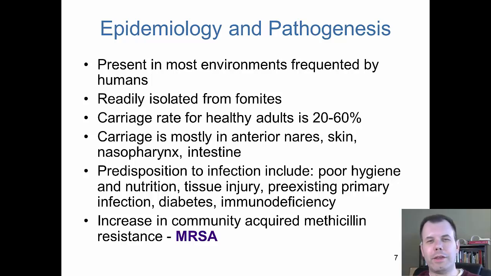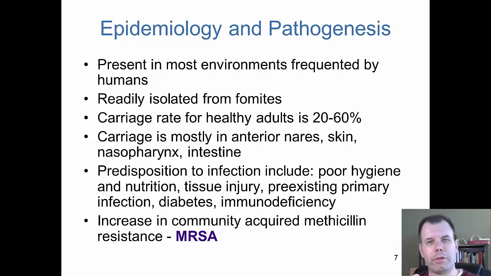And again, where do we see this most of the time? Where do we see the infections? Typically with poor hygiene, because it's associated with skin infections. Nutrition can play a role because vitamin deficiency can play a role with the skin. Tissue injury, where you have lots of wounds and other injury that goes on. Primary infections that happen, diabetes, and immunodeficiency. So these are all playing roles in where we see Staph aureus infections.